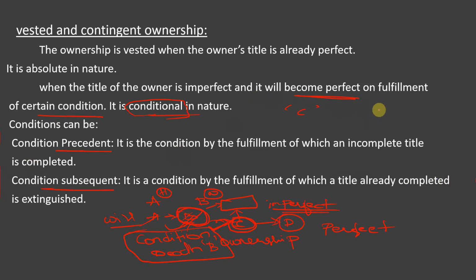Let us take another example where A and B. A has written a will again stating that on the death of A, B will acquire the ownership of the property. But there is a condition subsequent. B will acquire the property, but if B remarries some other person, then the property will be transferred to C. So here the title is completed: upon the death of A, B will acquire the property. But if the condition is fulfilled, that is B remarries, the property will be transferred to C. That is, the right will be extinguished. That is called condition subsequent.